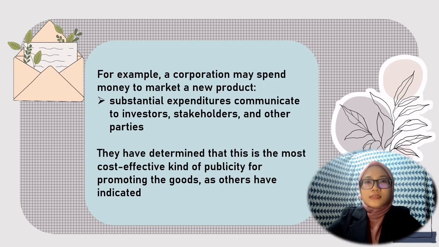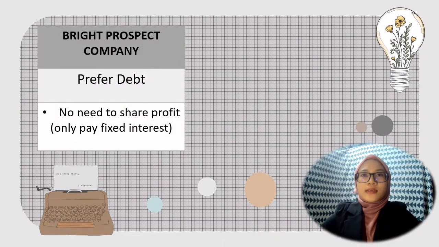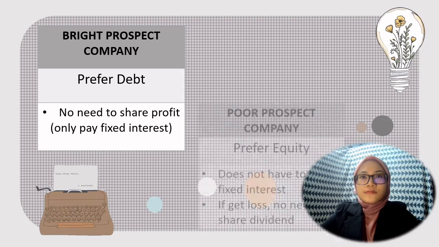A company that has bright prospects will prefer to use debt because they know they will get high profits, so it is better for them to pay fixed interest compared to sharing a percentage of profit with the shareholders. Because if they use equity, the more profits they have, the more money they have to pay to shareholders. While if they use debt, they only have to pay fixed interest.